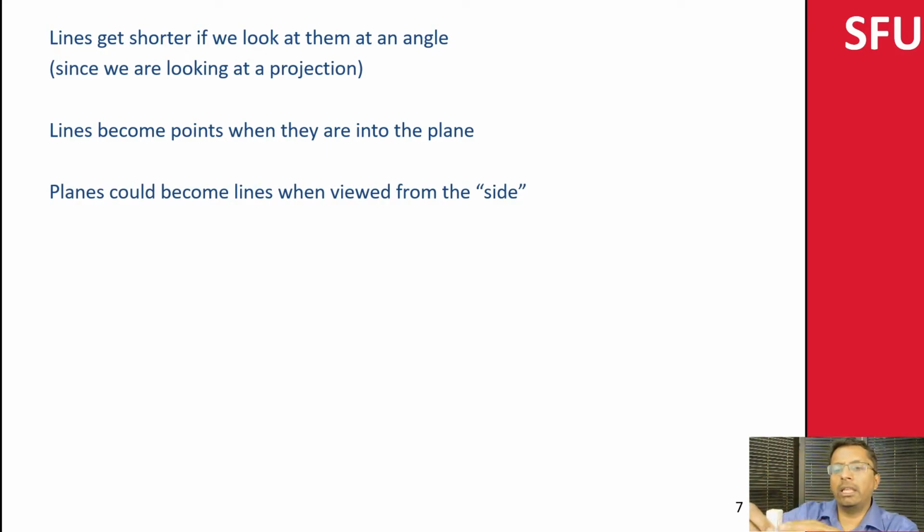Similarly, if I think about taking this plane, initially you see the full plane, and then if I rotate it and look at it from the side, it becomes a line. So all of these could happen, and the area of the planes could change. We should be aware of this when we are trying to create the view of the object, which is looking at it at a particular angle.